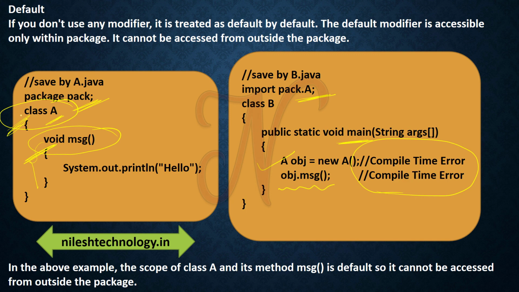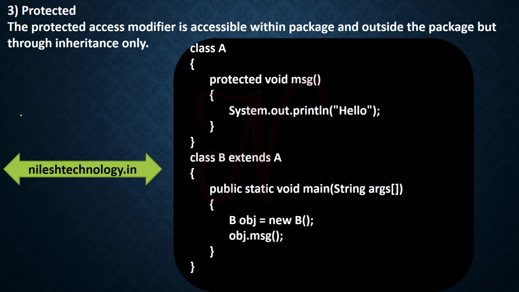Next is protected. Protected is only allowed in a subclass. This is inheritance: class A and class B, where B inherits A. This is my protected function. A protected function can be accessed only in the current class and subclass. So here the subclass is allowed to print the protected function. If you create an object of B and print the message function, the output will be printed: hello.